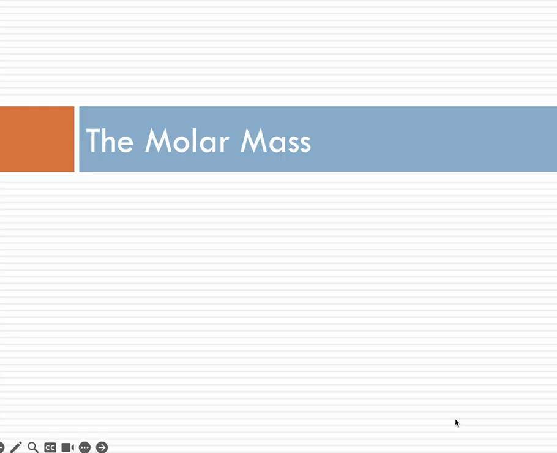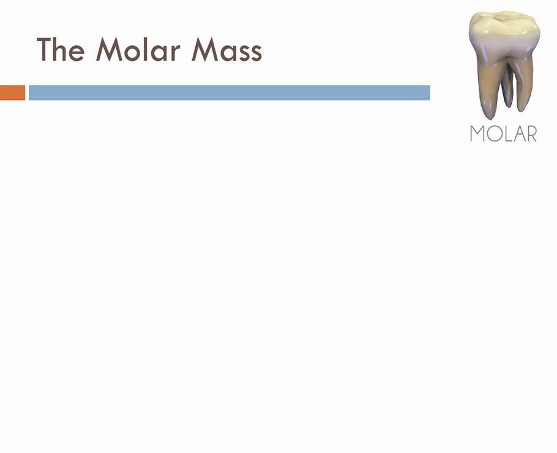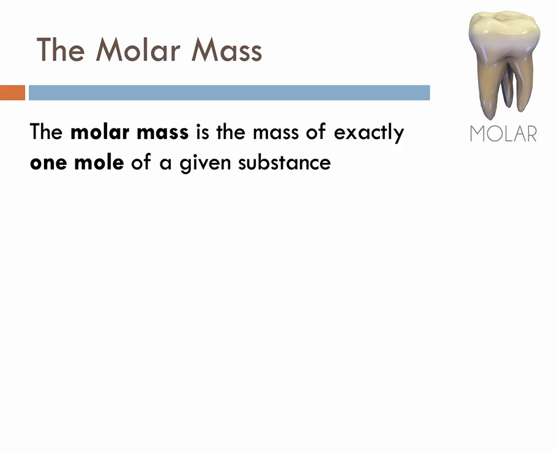So today we are learning all about molar mass. So what is molar mass? Molar mass is the mass of exactly 1 mole of a given substance. So if I ask you for the molar mass of carbon dioxide gas, then that would be the mass of exactly 1 mole of carbon dioxide gas.